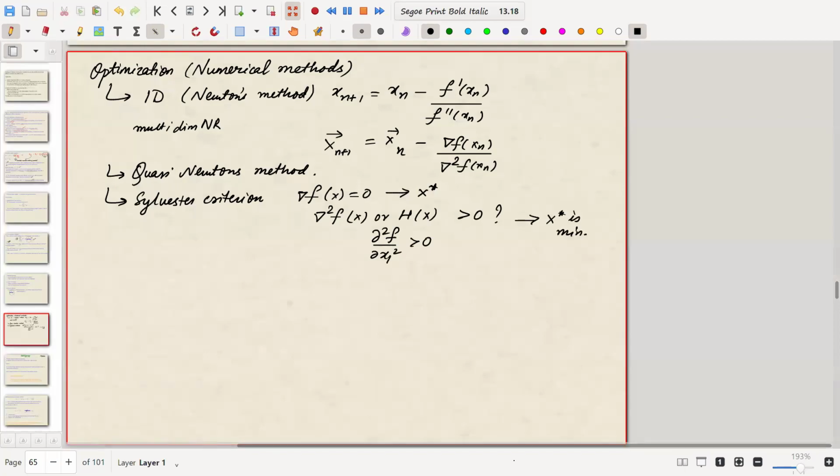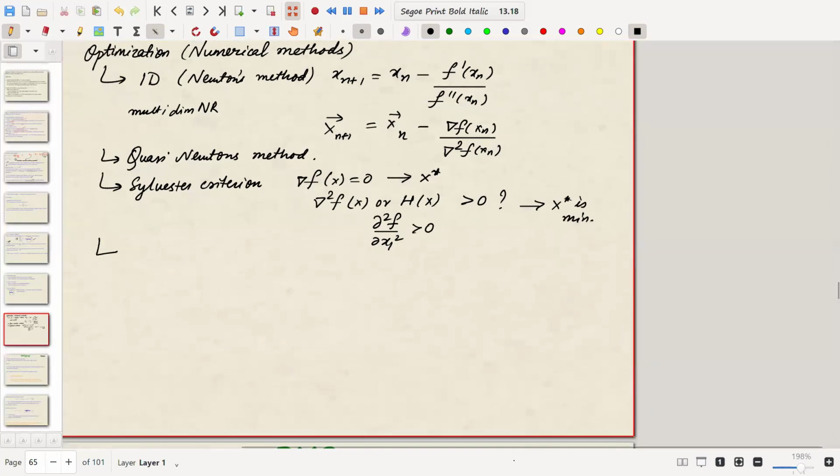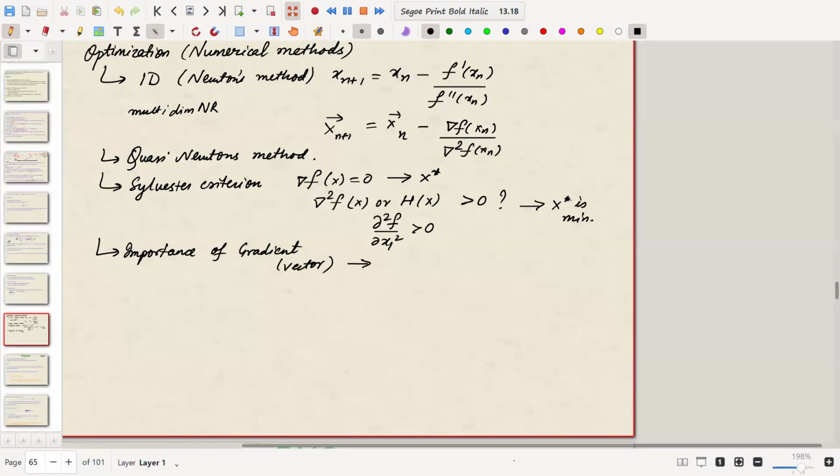Fine. Okay. Then what else did we learn? I think after that, we learned the importance of the gradient, how the gradient acts as a vector, and how the gradient points to the direction of maximum increase of the objective function. So if you want to minimize the objective function, where should you go? Negative of the gradient. You should go opposite to the gradient direction in order to minimize the function.